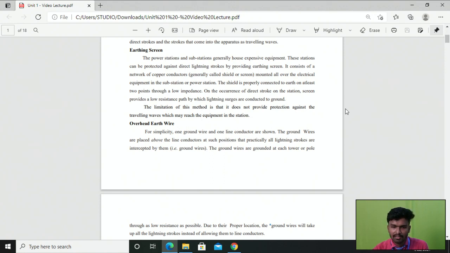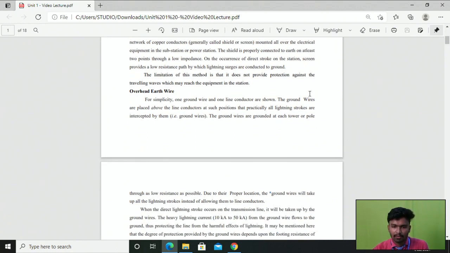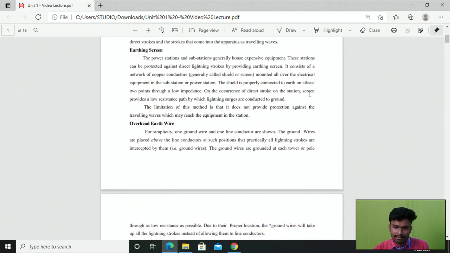So if you are installing that, on the occurrence of any direct lightning stroke on the power station, the lightning strokes or extra surges are diverted to the ground through this low resistance path. So this is the operation of the earthing screen.